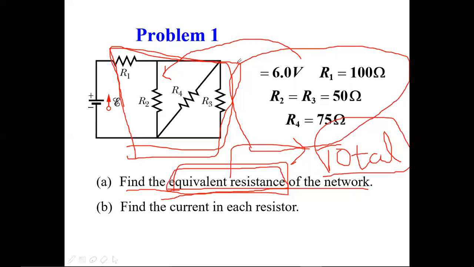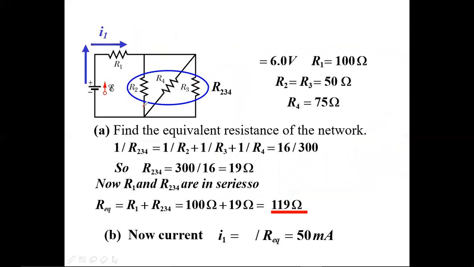Now let me put all the values into the circuit, right? I kept all the values. This is R1, R2, R3, R4. R1 is 100, R2 is 50, R3 is 50, R4 is 75. So these are the values he gave.